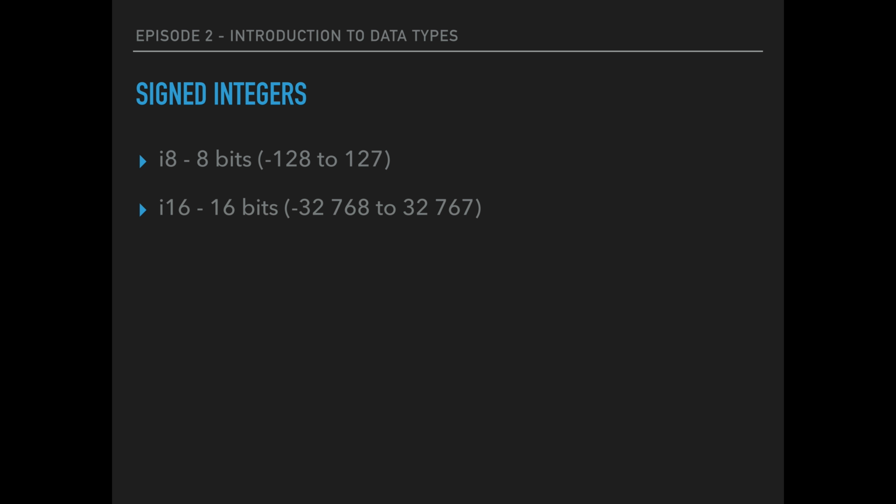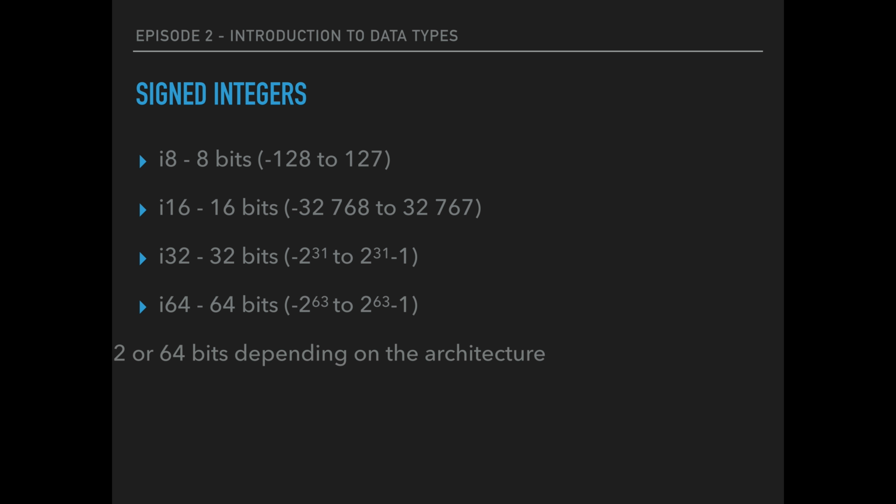The next size is the I16, and that's 16 bits. You can see the range right there. Then we have the I32, and that's a 32-bit signed integer. And the last one is the I64, which is a 64-bit signed integer, and you can see the range right here. So I hope that you guys see a pattern going from 8 to 16 to 32 to 64. Also, we have what's called an isize, and that's either 32 or 64 bits depending on your computer's architecture.